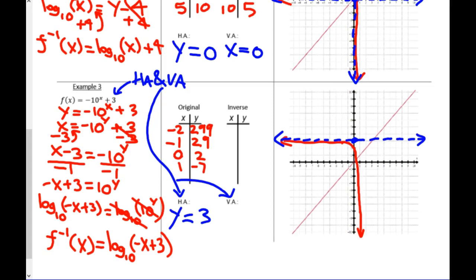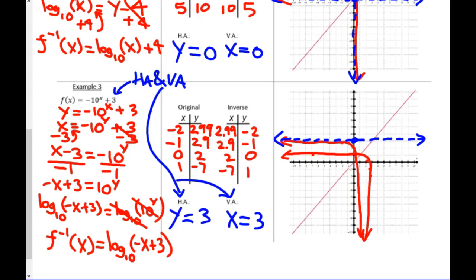That means my vertical is going to be the same, except instead of y equals, it's going to be x equals. All I got to do is flip this table. 2.99, -2. 2.9, -1. 2, 0. -7, 1. Plot those real quick. So this one's going this way, takes a sharp turn, and it does not touch that vertical line at 3.